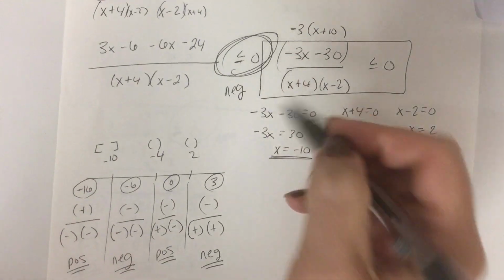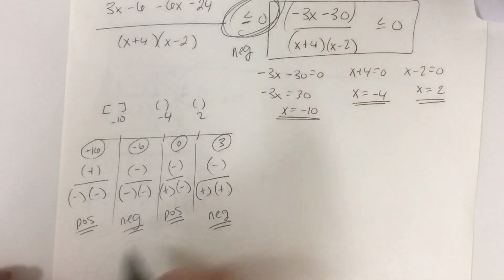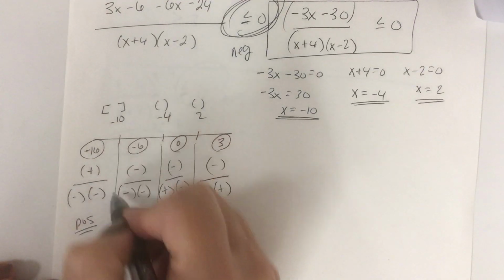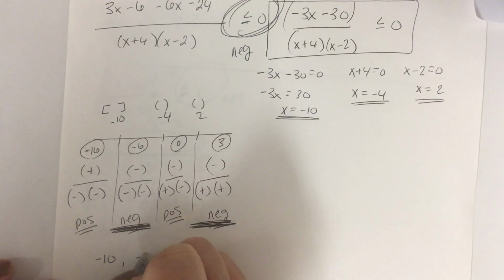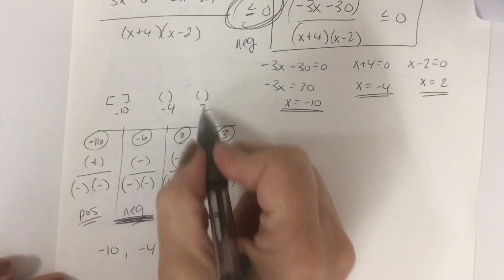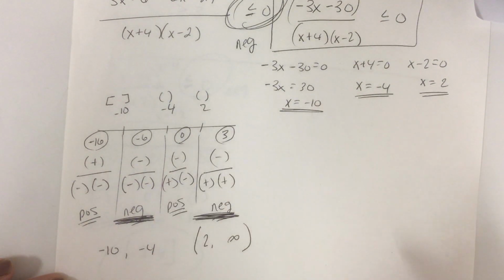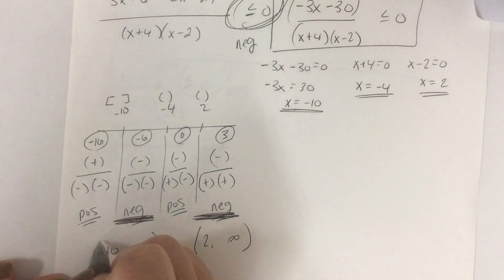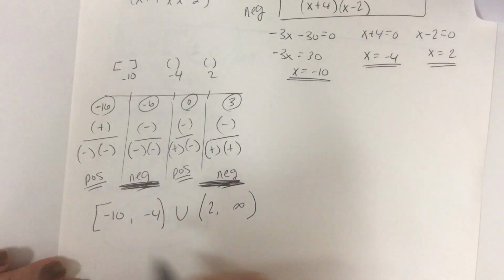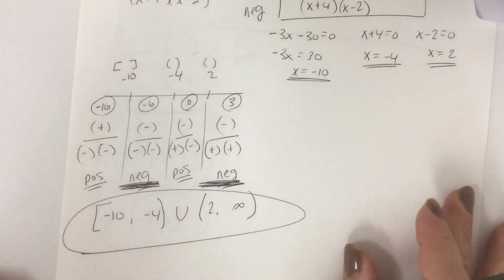Now come down and look at your answer. We want to know where it's negative, so that's this section and this section. That's going to be from negative 10 to negative 4, and 2 to infinity. So I know I have to have a parenthesis on the 2, a parenthesis on the negative 4, a bracket on the negative 10, and then a union sign in between. So this is my answer.